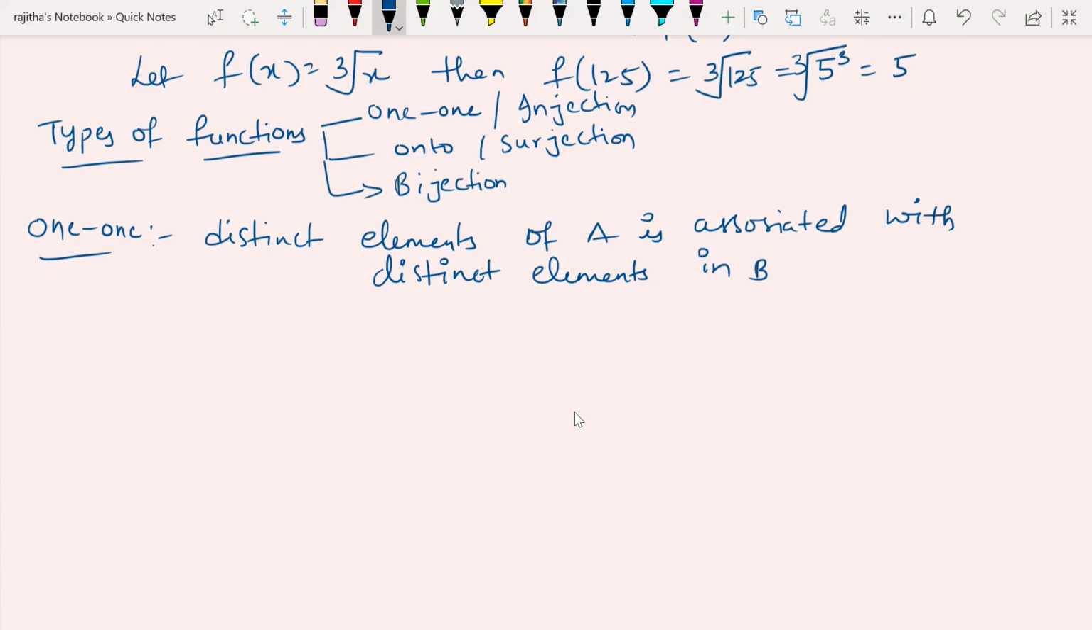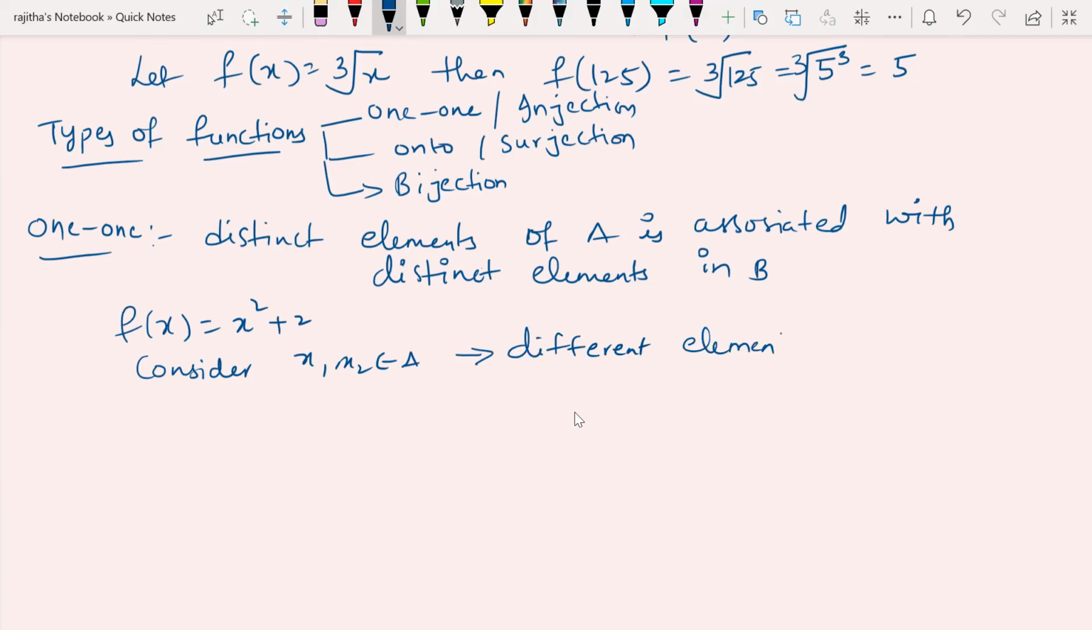So what is the method to check whether a given function is one-one or not? For example, here f(x) = x² + 2. Consider x1, x2 belonging to set A, two different elements in set A.